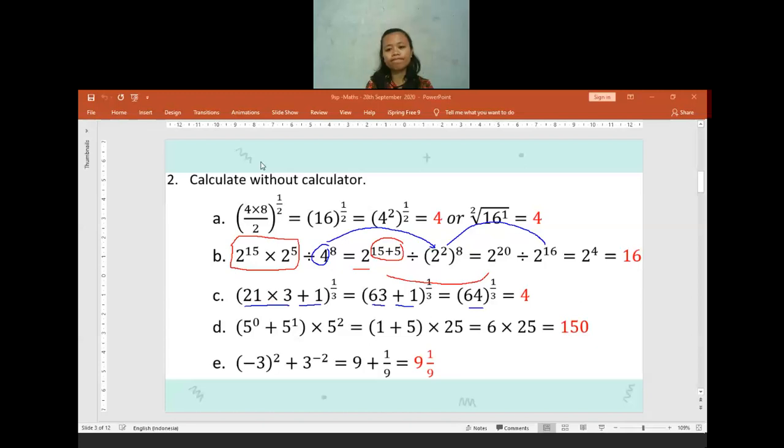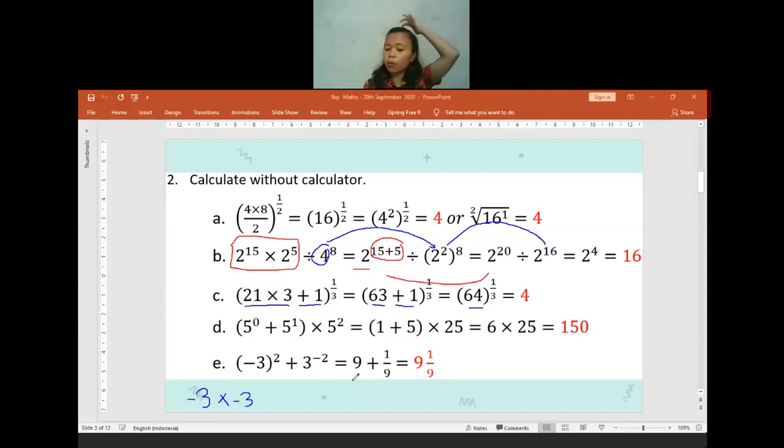Any questions? No? Okay then. I will move to question E. For question E, we have negative 3 to the power of 2 plus 3 to the power of negative 2. Negative 3 to the power of 2 means there are two negative 3s and we need to multiply them. Negative 3 times negative 3 is equal to 9. Negative times negative will be positive, 3 times 3 equals 9. So we have 9 for the first term.